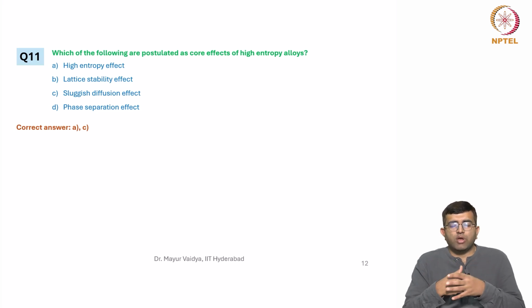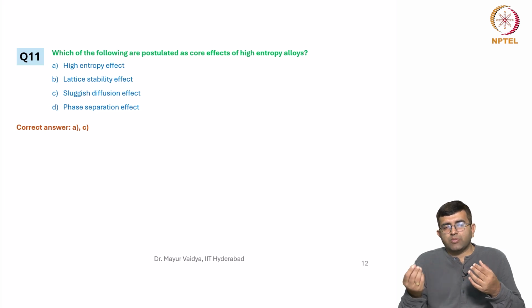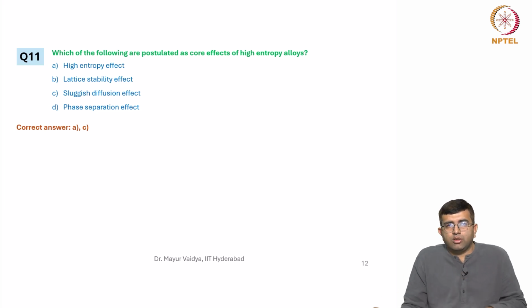The fourth effect which is considered as core effect is the cocktail effect, which says that if you mix more number of elements together in a high entropy configuration, the properties that you expect to get are more than just the sum total of the individual properties.